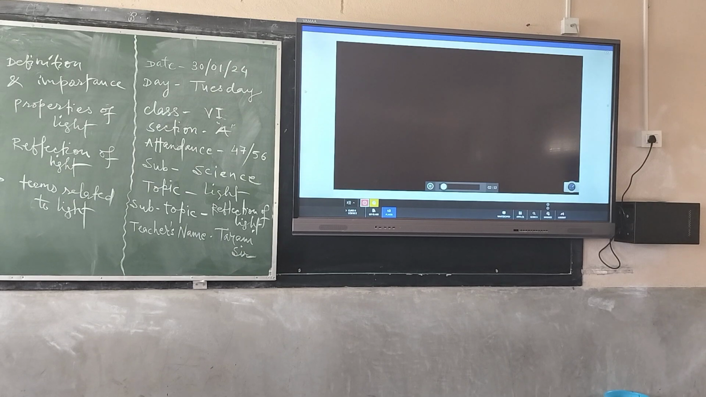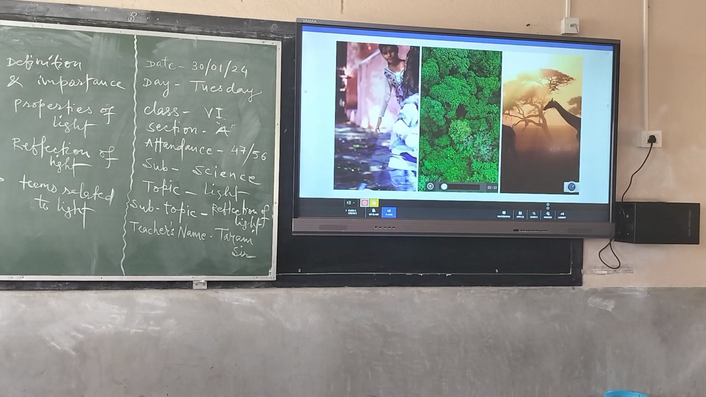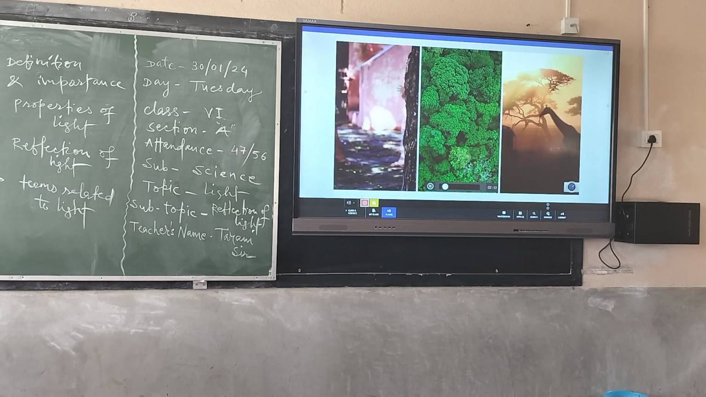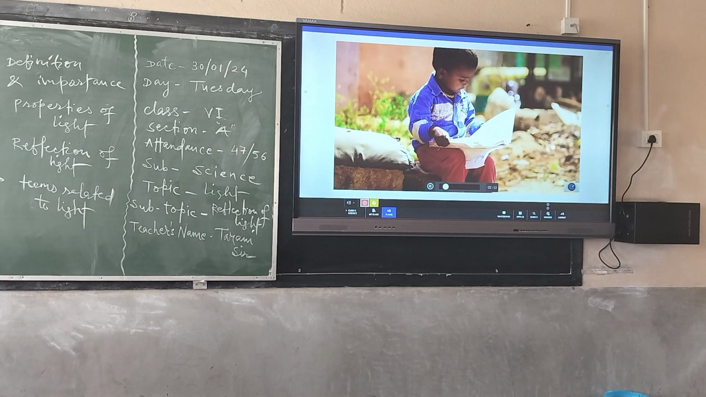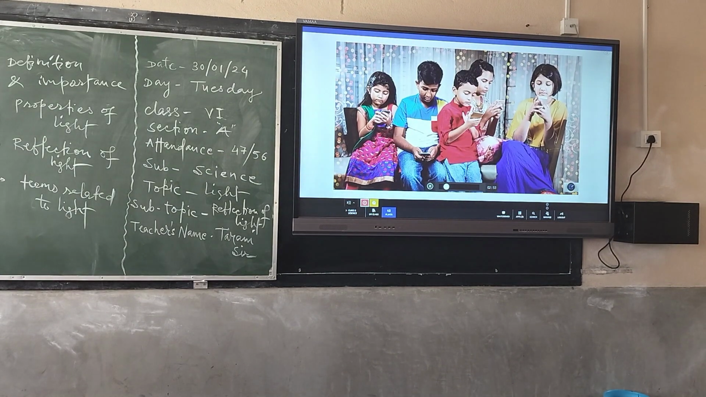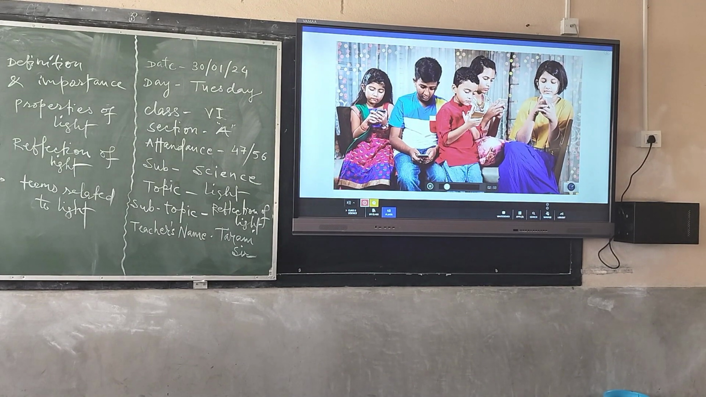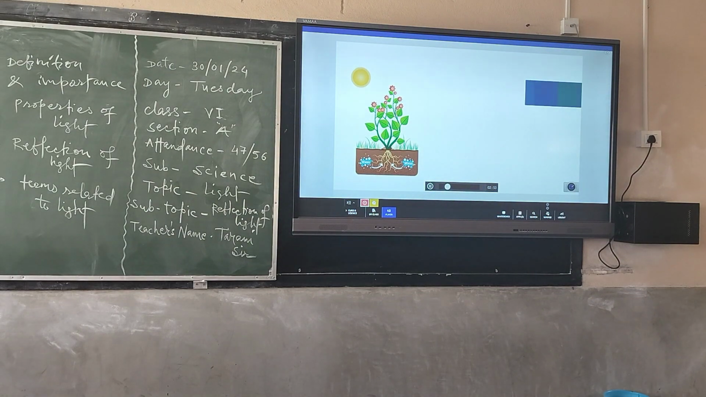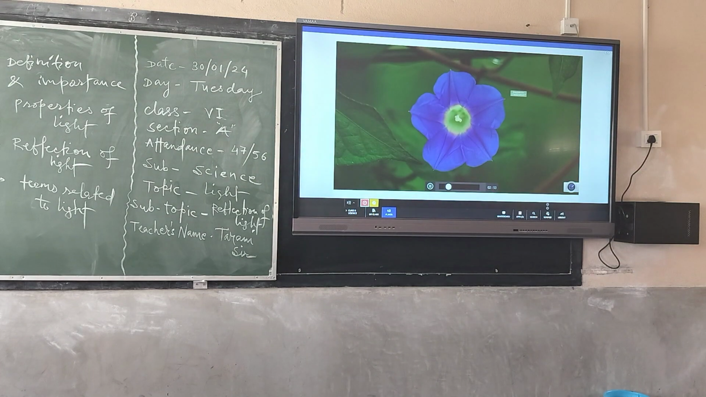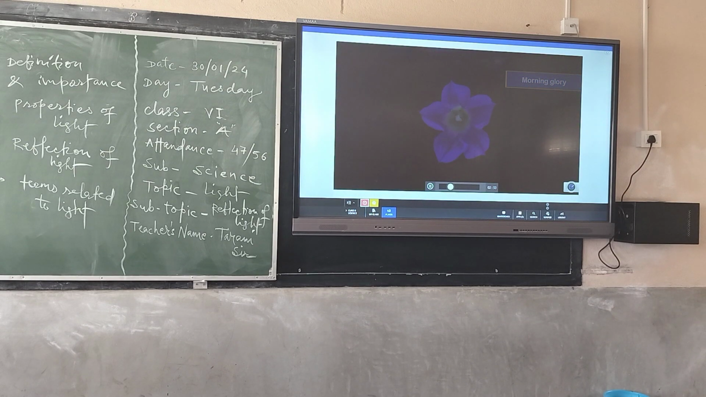Light is very important for humans, plants and animals. It helps us see all the things and colors. It aids humans to read, write, see objects, use our mobile phones and do many more activities. Plants make their own food using light. You know this process? Fun fact, morning glory is one of the flowers that blooms only when there is light. It closes itself when it's dark.